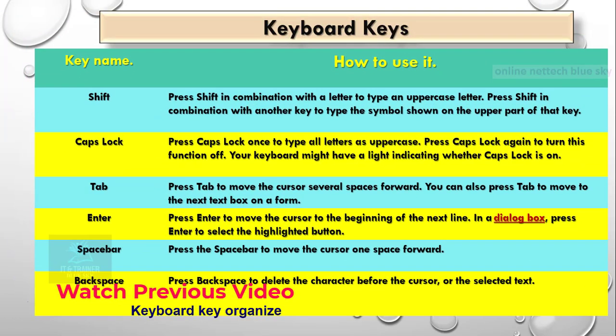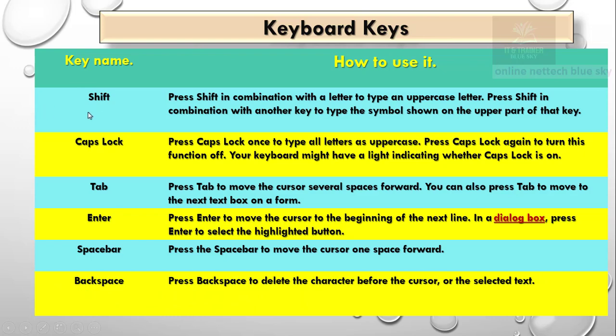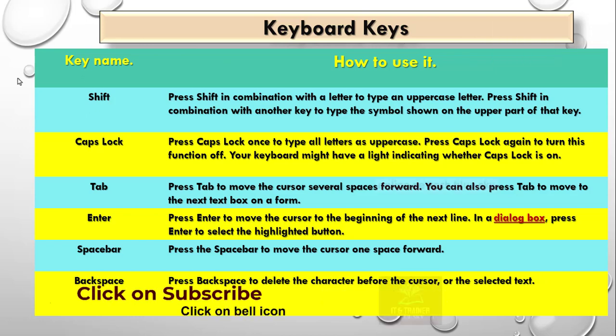So you can see here the key name, and the second is how to use it. Okay, key name, and on the second side you can see how to use it. So first, look at your keyboard and find the shift button. Okay, shift button. So what is the shift button? Press shift in combination with a letter to type an uppercase letter. Press shift in combination with another key to type the symbol shown on the upper part of the key.